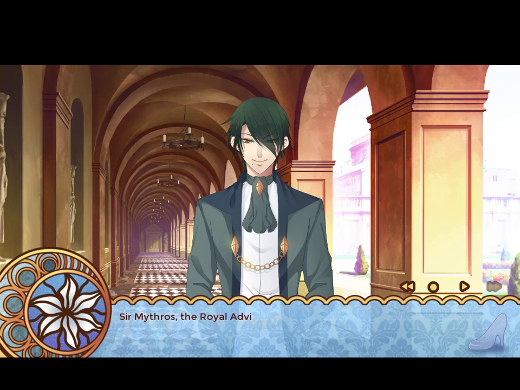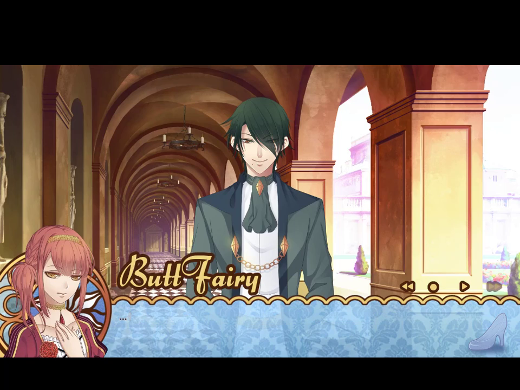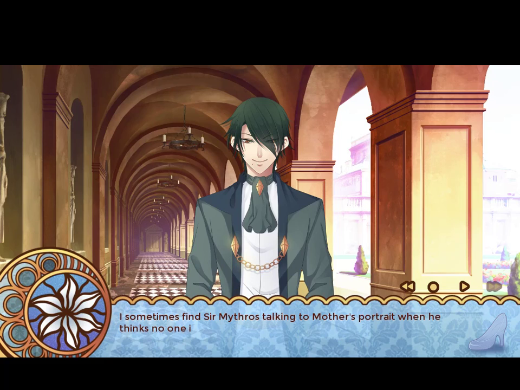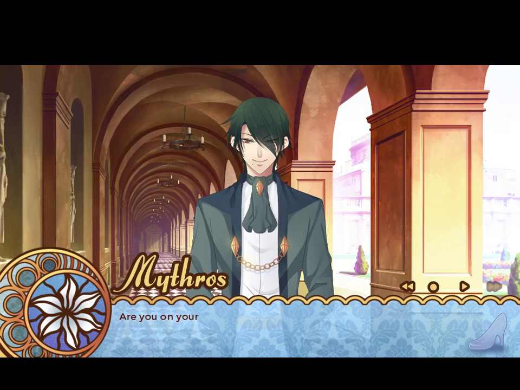Sir Mithras, the royal advisor. Father trusts him a great deal, just like he does Sir Alcester. Every day you look more and more like your mother. Thanks. I sometimes find Sir Mithras talking to Mother's portrait when he thinks no one is looking. He must have admired her a lot, but I cannot bring myself to think highly of him. Something about him that puts me on edge. Maybe it's this really annoying voice I'm giving him. Are you on your way to see the king? I shall not keep you then. Until our next meeting, dear princess.